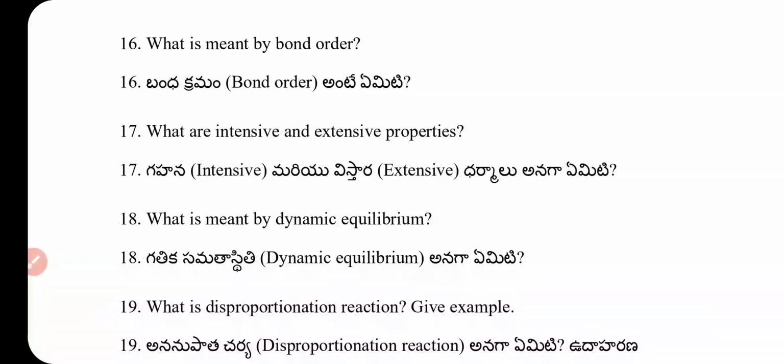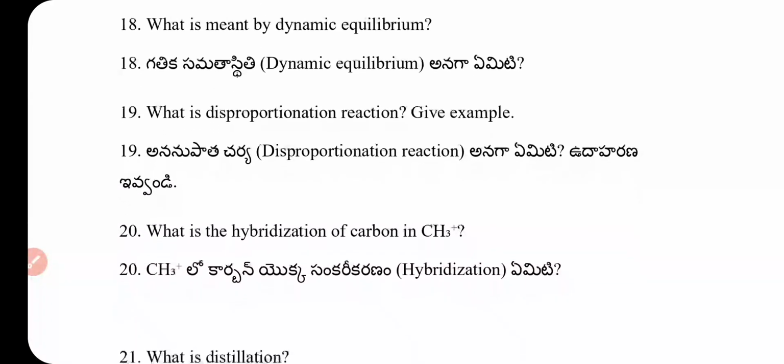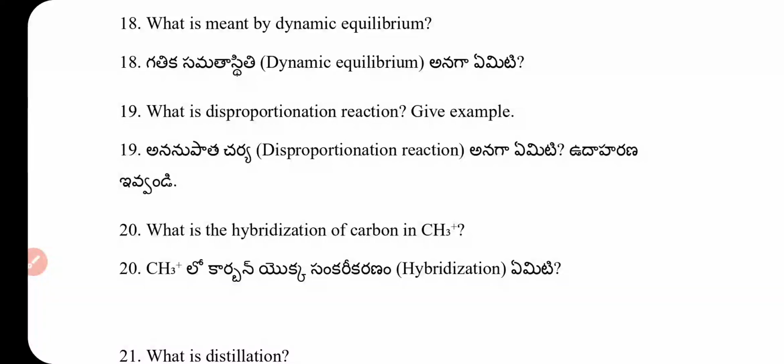Question number 16. What is meant by bond order? What is the formula of bond order? Bond order equals (Nb minus Na) upon 2. Question number 17. What are intensive and extensive properties? Question number 18. What is meant by dynamic equilibrium?